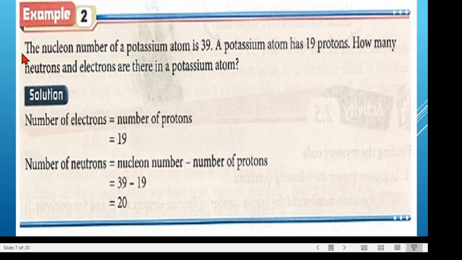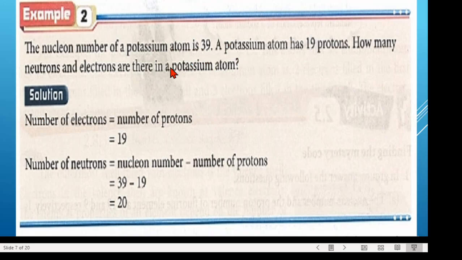Example number 2. The nuclear number of potassium atom is 39. This nuclear number is 39. A potassium atom has 19 protons. How many neutrons and electrons are there in potassium atom?